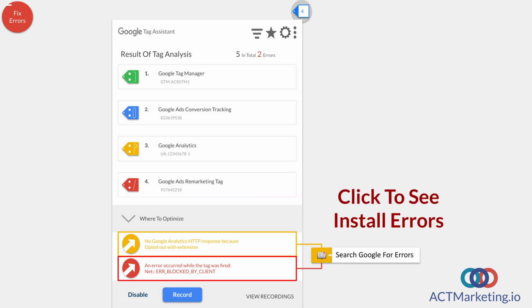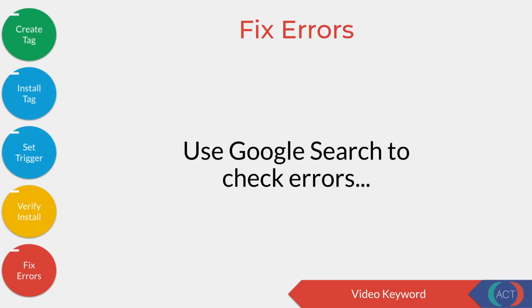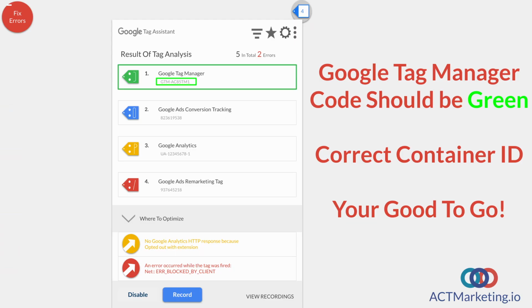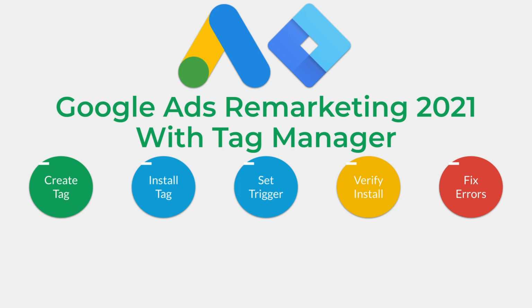So you'll go ahead and click on the red tag, and down below it will actually give you this long standard list of what is wrong, and just go ahead and take that information, go to Google and search for it, and within 5 or 10 minutes you're going to find someone who had the same error and most likely a solution in the Google Forums. So that's all there is to it, to installing the Google Ads Remarketing tag using Google Tag Manager.